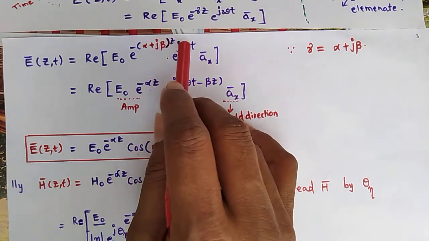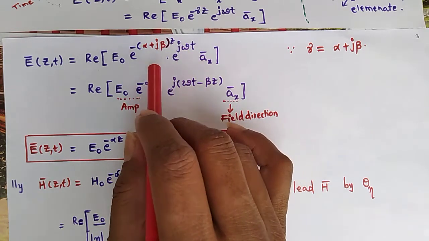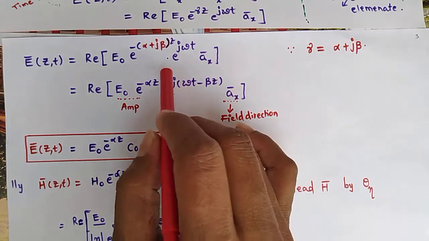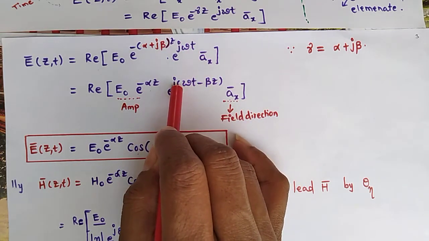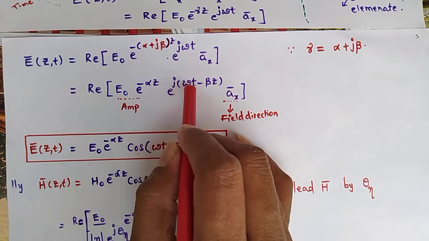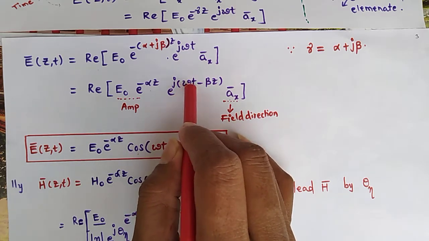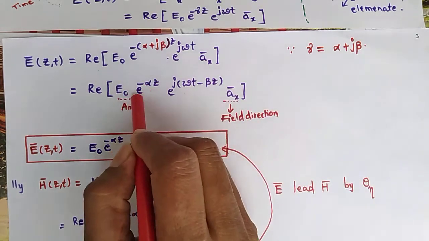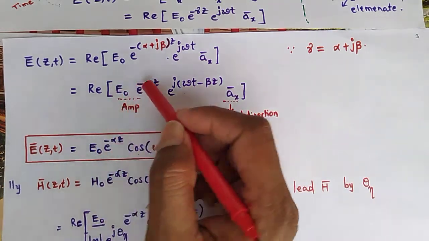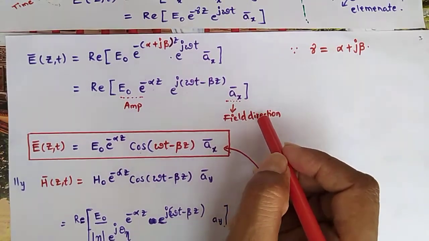Here j is there, here j is there, same terms are there, so I am adding these two terms and also taking the term j. Whenever I take the j, I can get j into omega t minus beta z, in the direction of x. Here this is going to be the amplitude of the equation, and this is in the field direction.